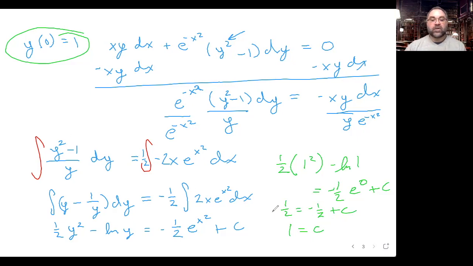Let's see here. I'm going to write it on the next page. So if you need to pause it here to follow this work, I'm going to move on to the next page so that I have it. So I've got my 1/2 y squared minus the natural log of y equaling negative 1/2 e to the x squared plus our c that we just solved for, which was 1.